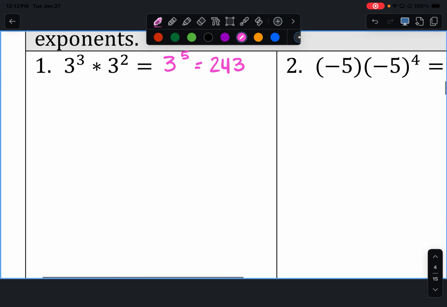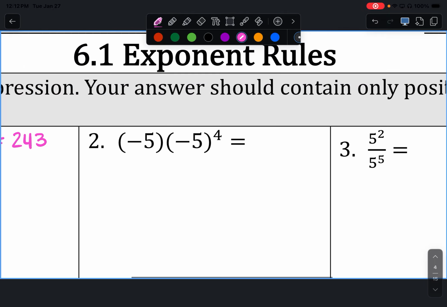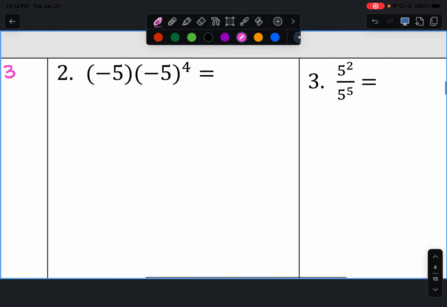Number 2 and number 1 are basically the exact same type of problem, okay? The only difference is, what is the understood exponent on that first -5? So we actually have -5 to what power? 5th power. Because we still add our exponent. So 1 plus 4 is 5. What is -5 to the 5th power? -3,125.